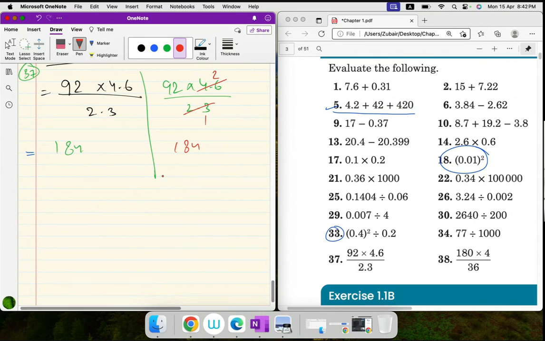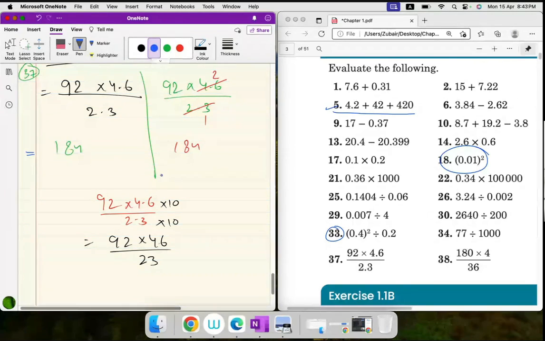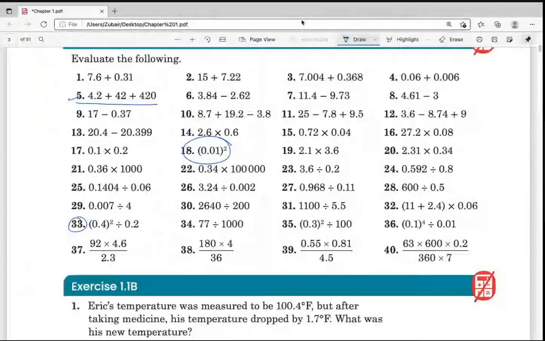Other approach could have been we remove the decimals first. This is 92 into 4.6 by 2.3. And either you show it or you don't, it does not matter. Into 10 because both need one place to be moved. Into 46 over 23. Now again, clearly this is one time and this is two times. So 92 into 2 is 184.